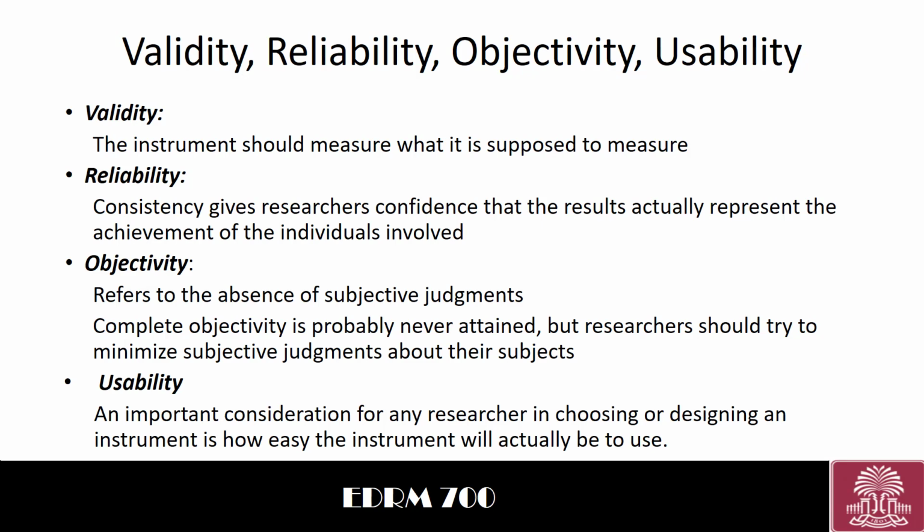Usability. An important consideration when choosing an instrument is how easy it will be to actually use. For instance, researchers need to consider the length of the instruments. A super long instrument may be too time-consuming for a study. You can find related information if you search social validity of your interested instrument.